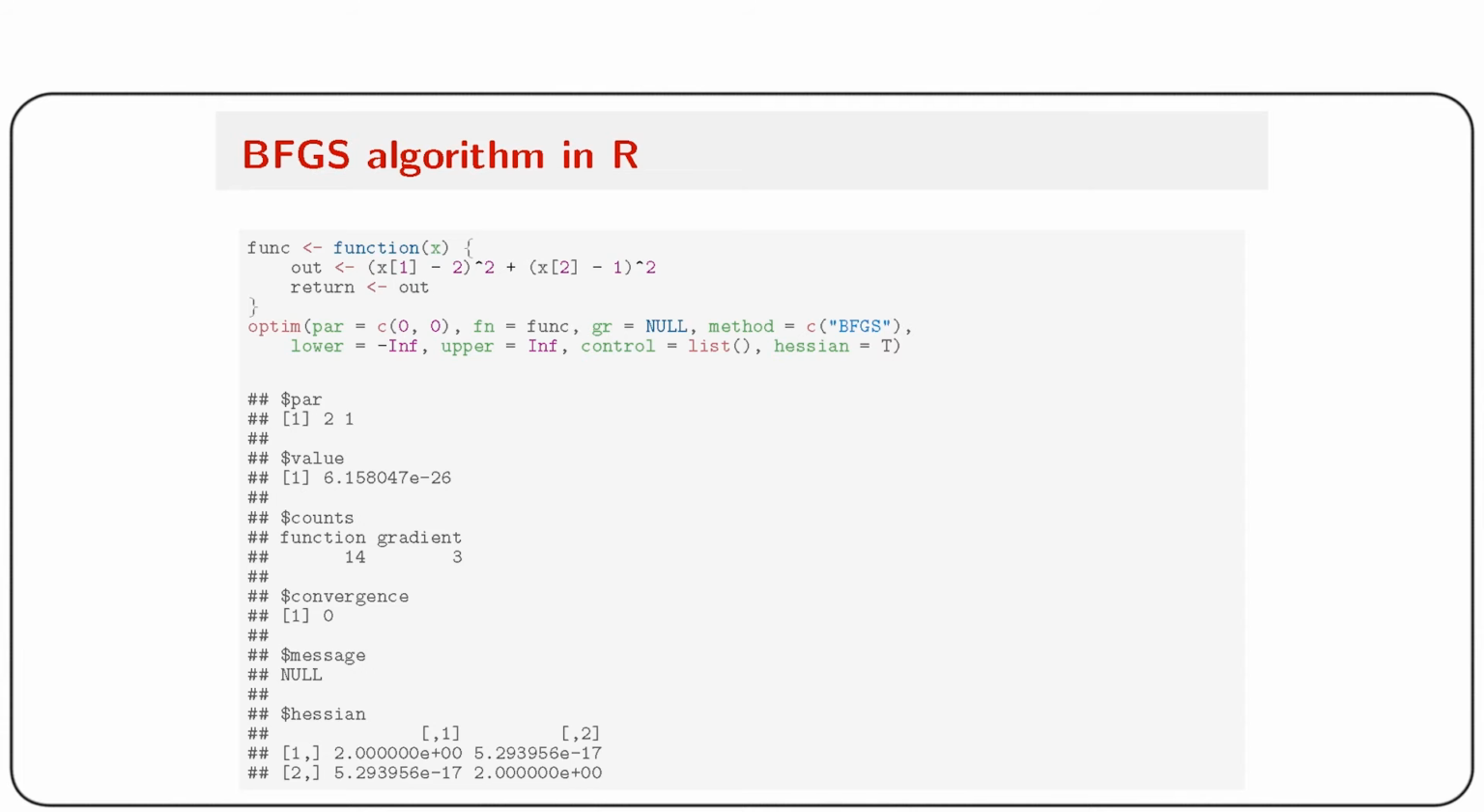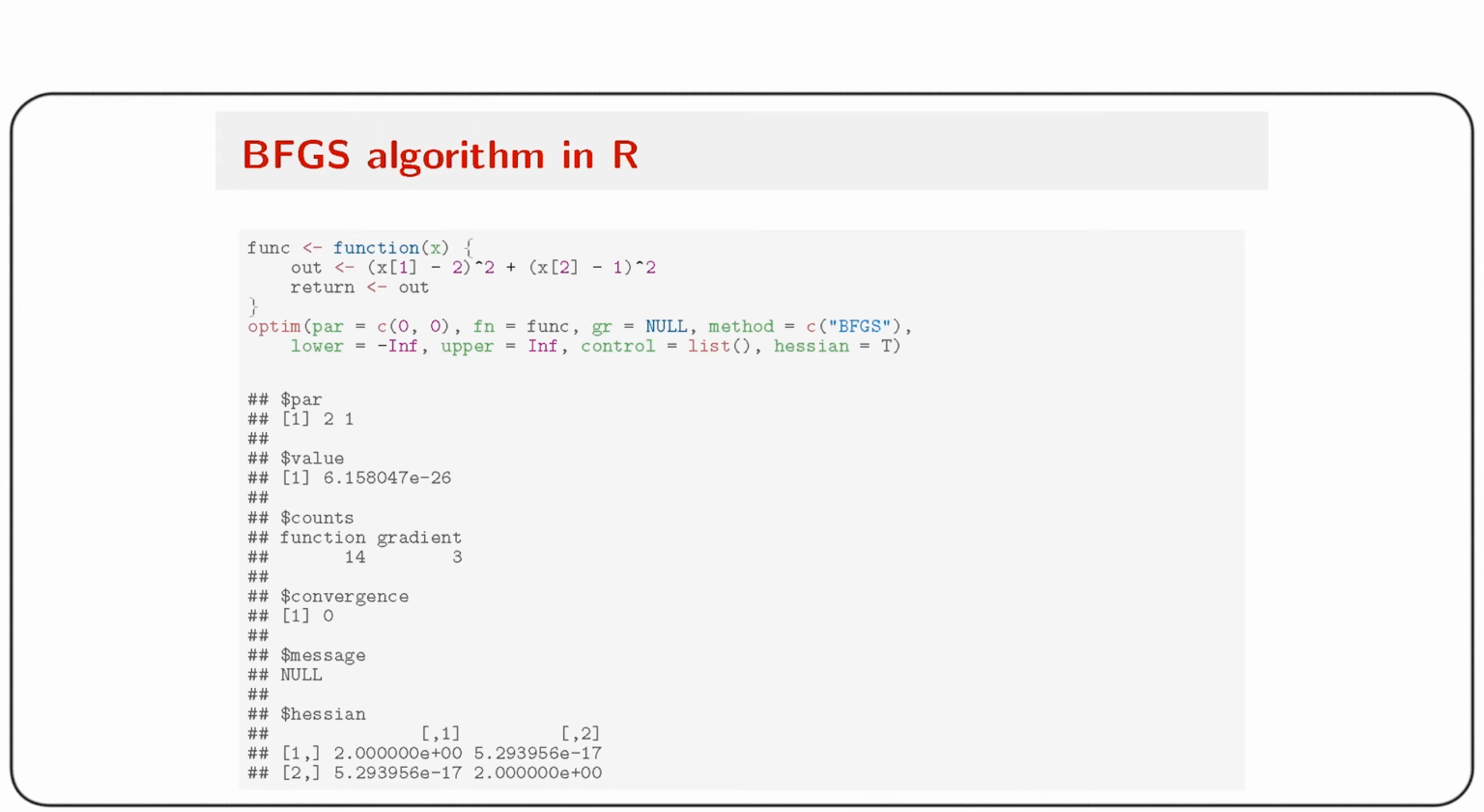And for the functions, here we define a function func c as x, and out equals x1 minus x2 whole square plus x2 minus x1 whole square, and return is out. And then we will use the function optim, where par equals 0 0 as initial value, fn is function func c, the gradient null, method BFGS, which is the quasi-Newton method, that is Broyden, Fletcher, Goldfarb, Shanno, the BFGS algorithm. So this is actually the quasi-Newton algorithm in the optim function.